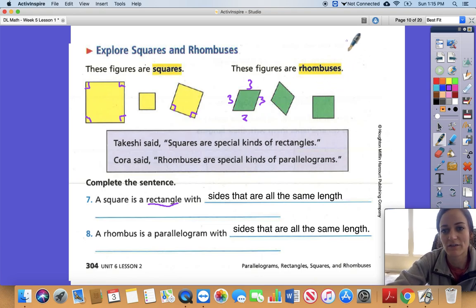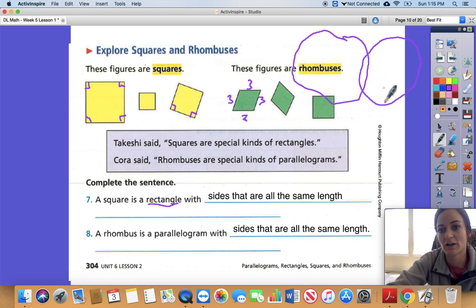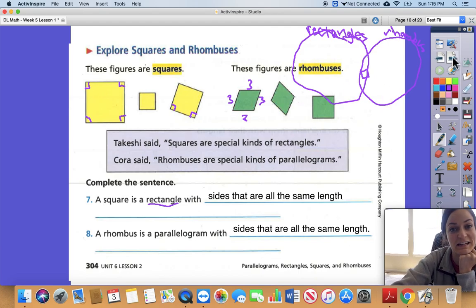So if we were to make a Venn diagram, let's just make my little Venn diagram, and we said this one is rectangles, and this one is rhombuses. Okay, a square would be in the middle because a square is both. It's a rectangle because it has 4 right angles, and it's also a rhombus because all the sides are the same length. So it's both things, okay, which can be kind of confusing.